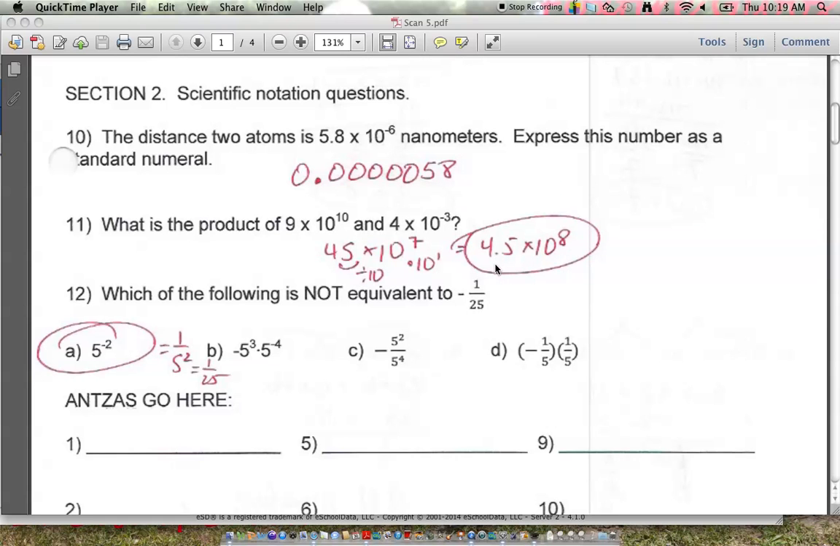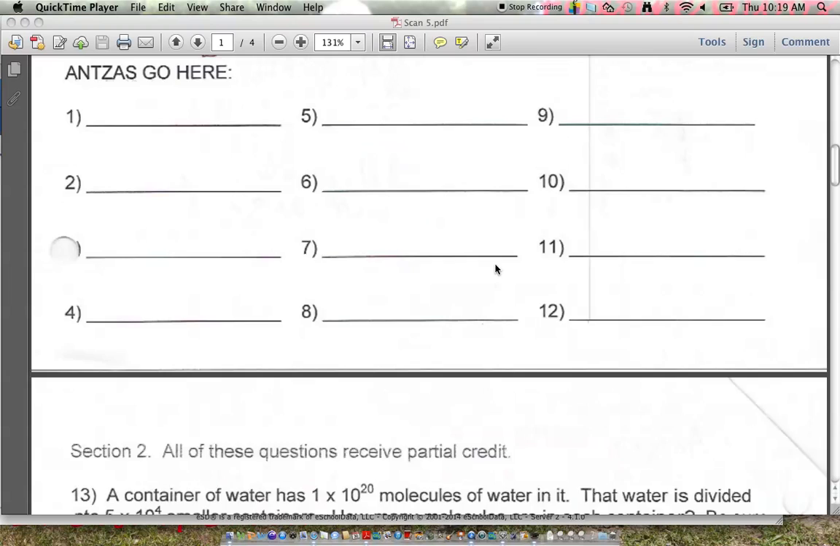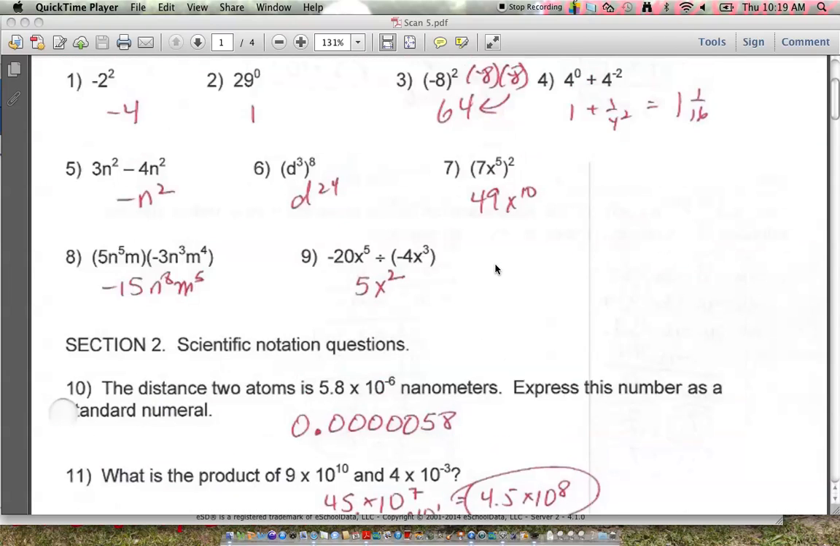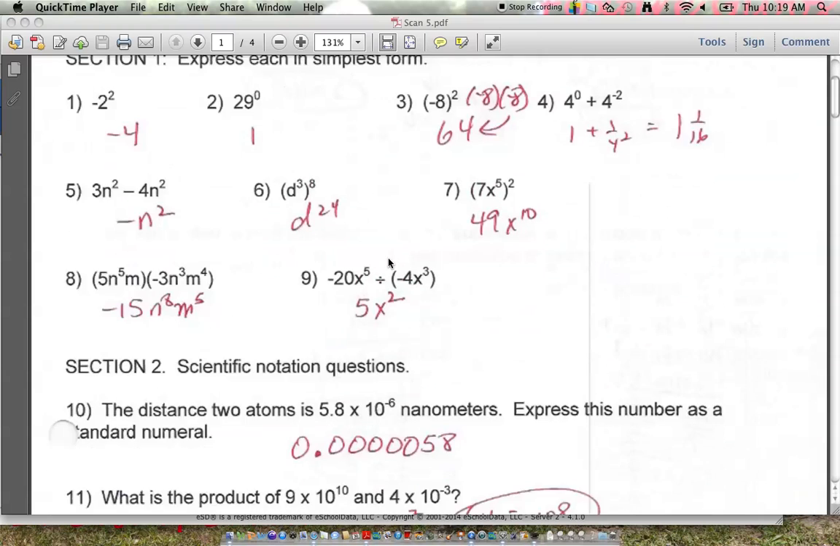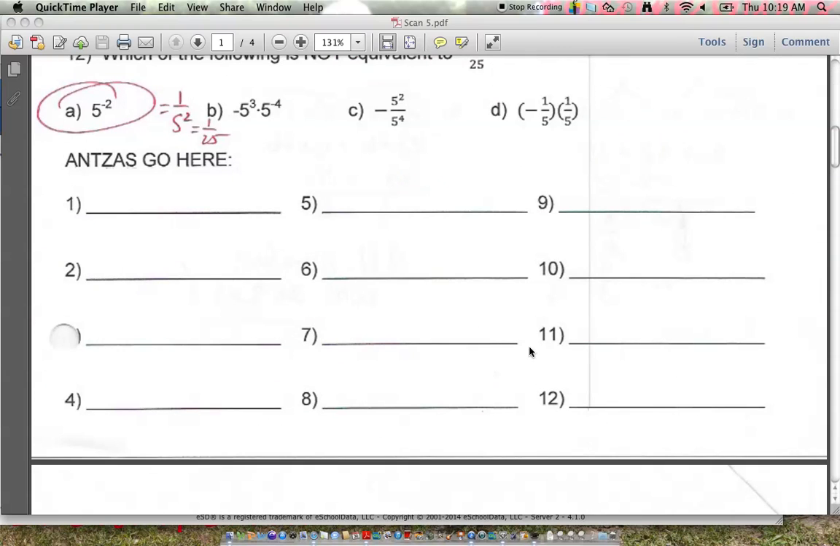Okay. Now, has everybody graded numbers 1 through 12? All right, so it says here that they're worth 4 points apiece. So take the number wrong, multiply by 4, and then go put it down here somewhere. Okay? So count up the number wrong, multiply by 4, and put it down there somewhere.